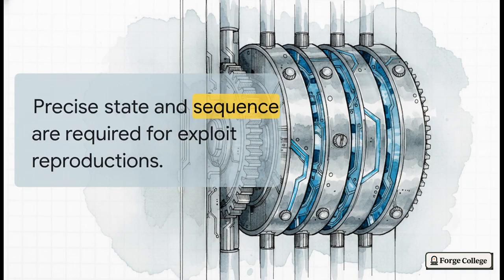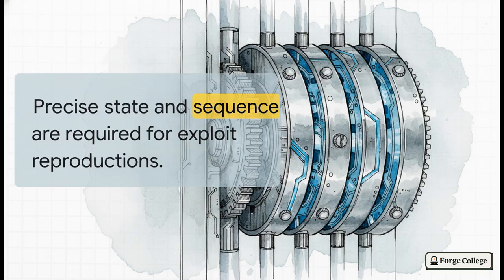Exploit reproductions require incredibly precise state and sequence. Your exploit is only going to succeed in the wind tunnel if you perfectly recreate the exact block context, the exact token allowances, and the exact call order. Honestly, if you're missing even a single token approval that the real attacker would have needed, your script will fail.